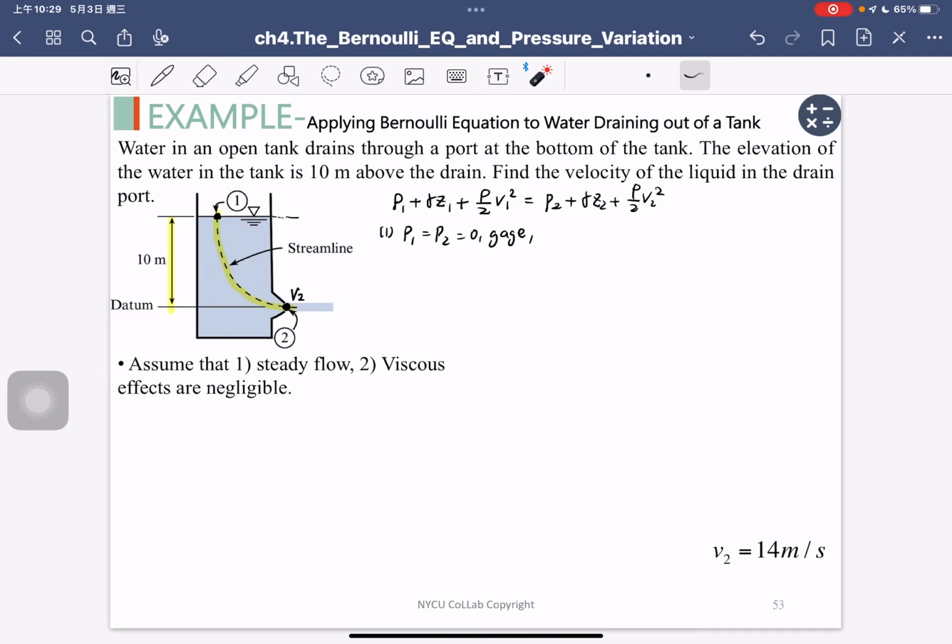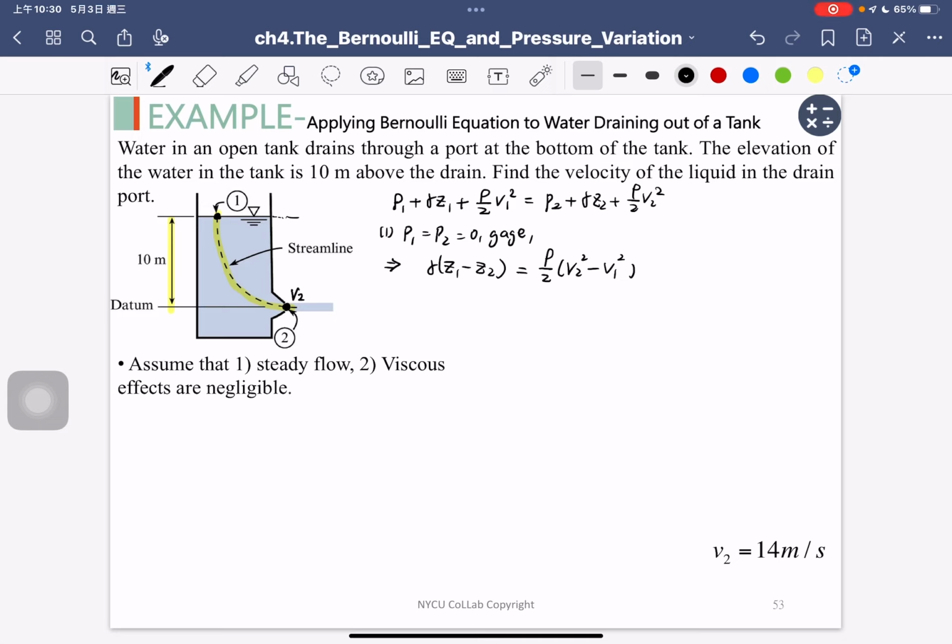So we don't have the gauge pressures, and we can rewrite. I just merge z1 minus z2 multiplied by gamma together, and on the right hand side I merge the velocity items, so we have V2 squared minus V1 squared.